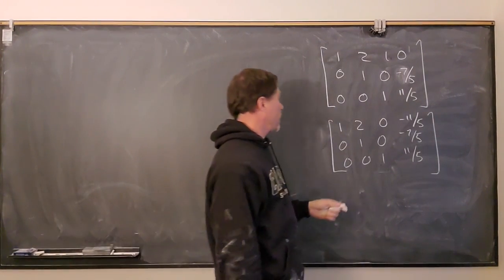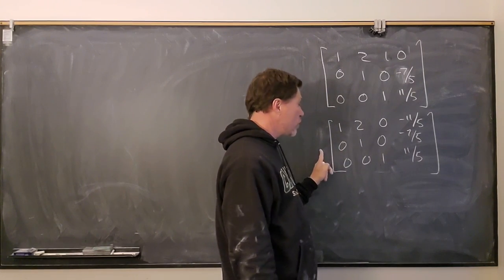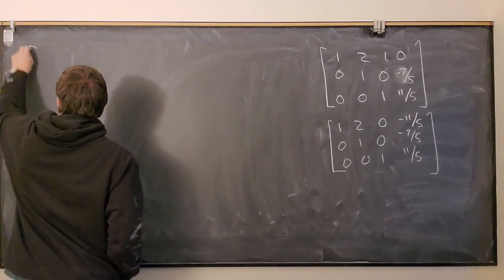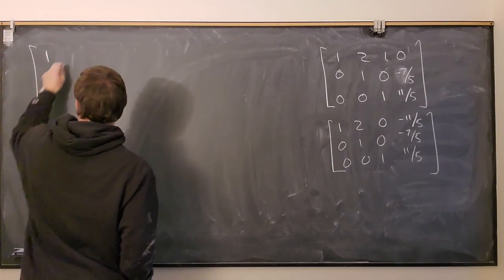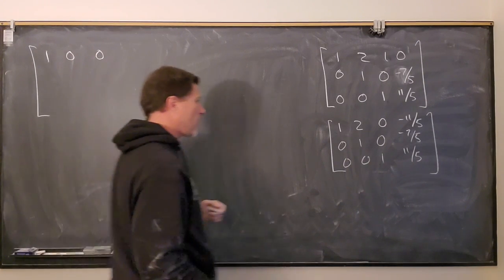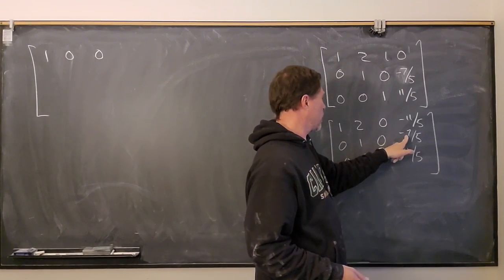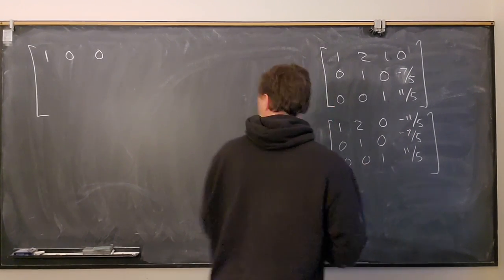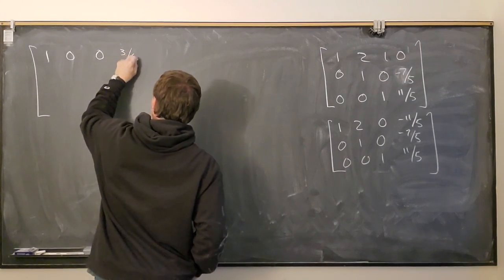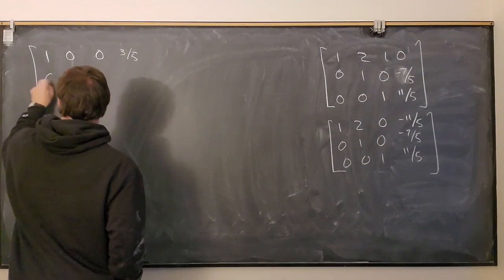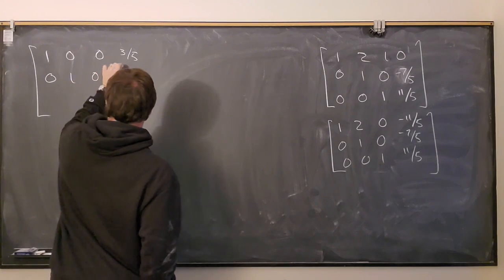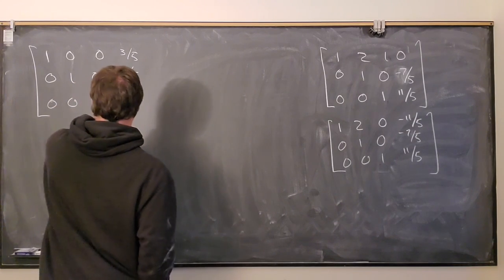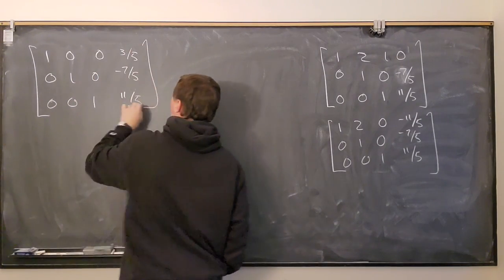Okay, so I need to multiply the middle row, row 2, by -2 and add that to row 1. That gives 1, 0, 0, and if I go -2, that will be 14/5. Add it to this one, which gives me 3/5. Then 0, 1, 0, -7/5, 0, 0, 1, 11/5. And there it is.